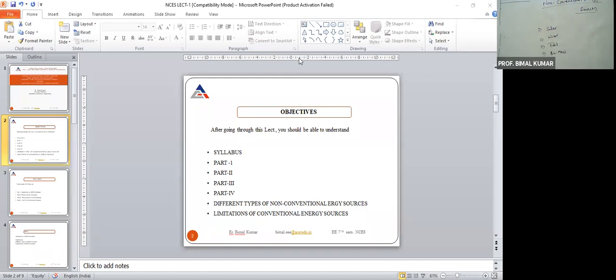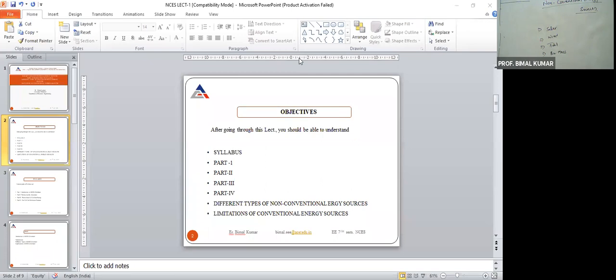And then after that, in part 4, we will discuss the fuel cell. This is again one other type of non-conventional energy source, and then some miscellaneous sources. In miscellaneous sources, we have a hydroelectric plant, wind plant, tidal energy, and biomass energy, right?